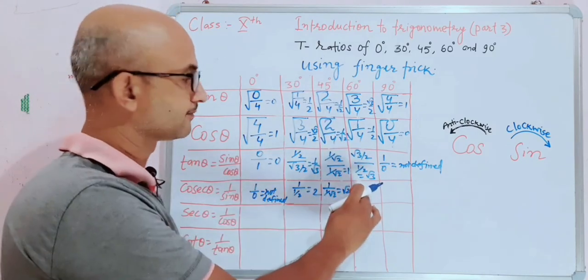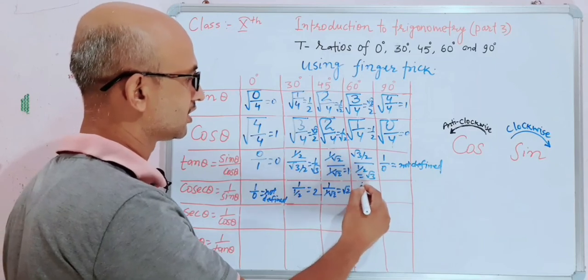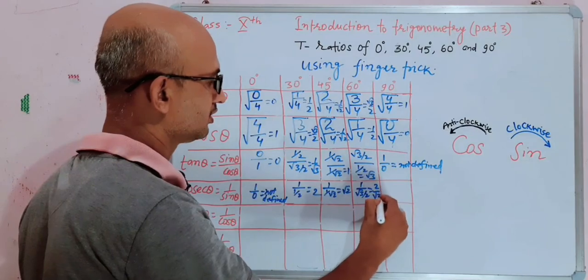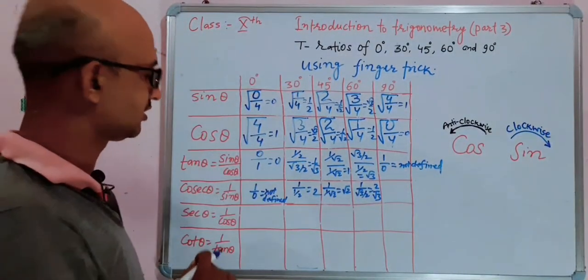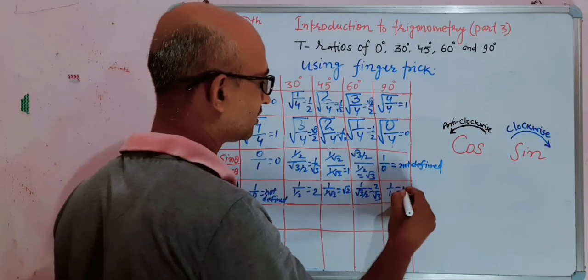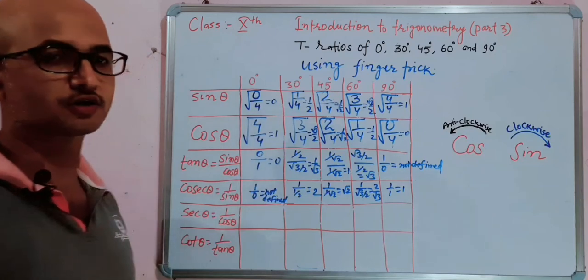Cosec 60, it is reciprocal of sine 60. And reciprocal of sine 60, it is 2 by root 3. And cosec 90, it is reciprocal of sine 90. And reciprocal of sine 90 is 1. In this way, we get the value of cosec.